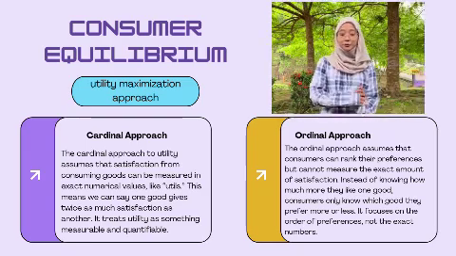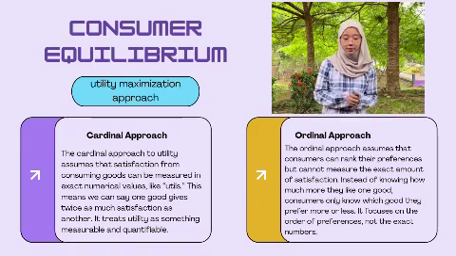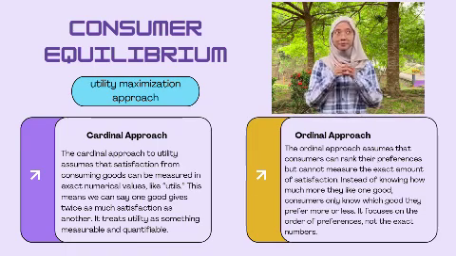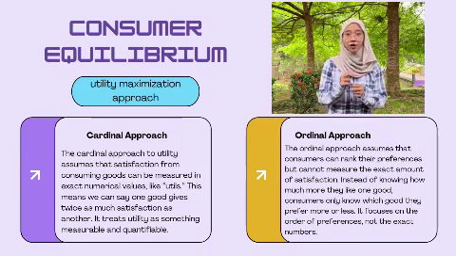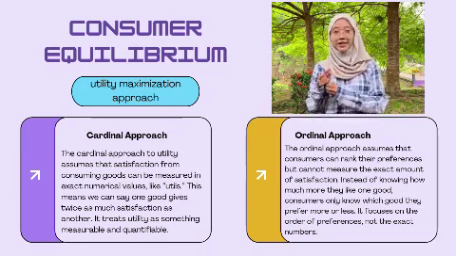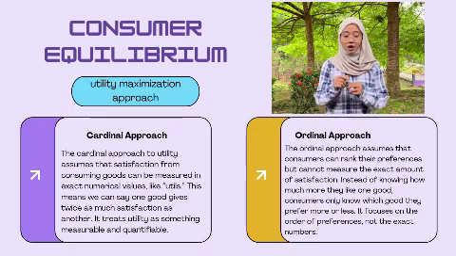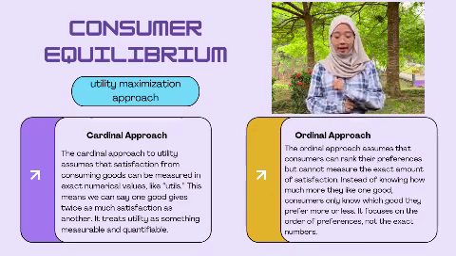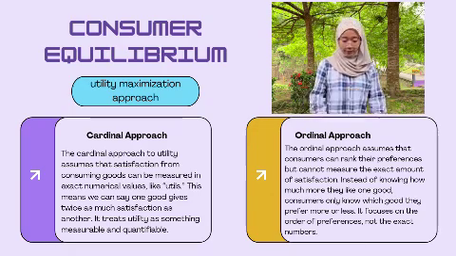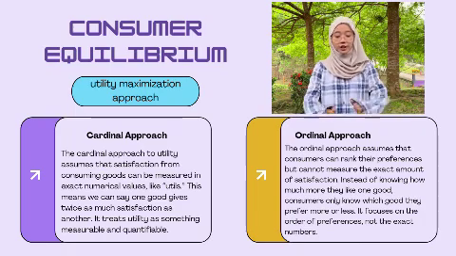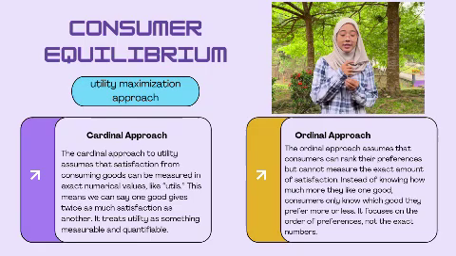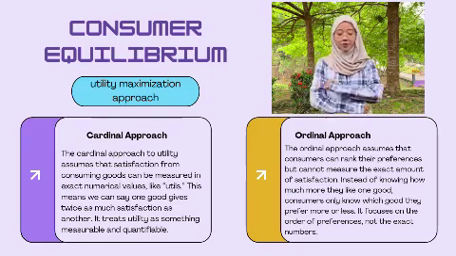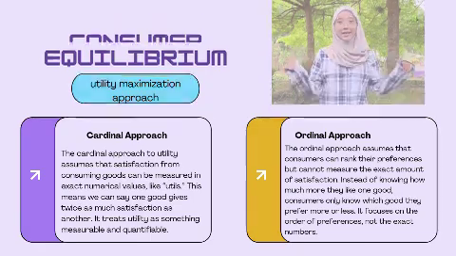Next, ordinal approach. The ordinal approach assumes that consumers can rank their preferences, but cannot measure the exact amount of satisfaction. Instead of knowing how much they like one good, consumers only know which good they prefer more or less. It focuses on the order of preference, not the exact number.